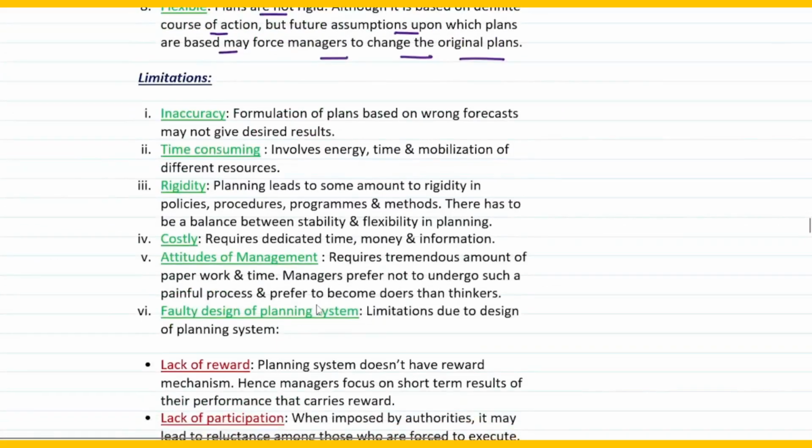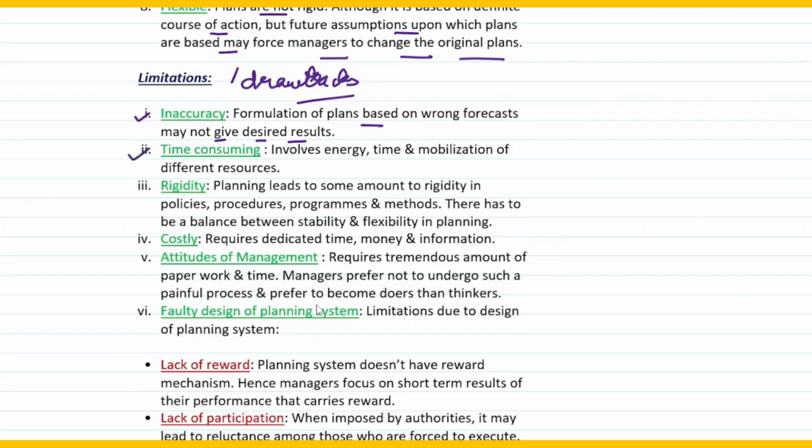Okay, let's come to the limitations of planning. Limitations means what? They are the cons or the drawbacks. What are the various drawbacks of planning? First of all, it can be inaccurate, right? Inaccuracy is the first limitation of planning. The formulation of plans based on wrong forecasts may not give the desired results. If you don't forecast properly, or your assumption is basically wrong, then the plan can actually go wrong. So that's one of the limitations of planning.